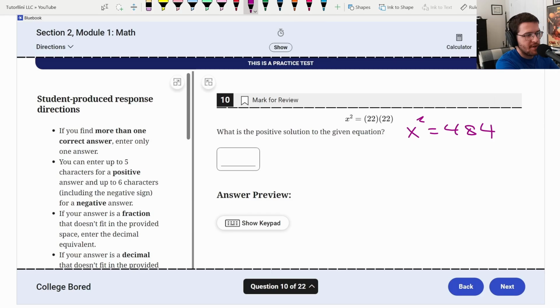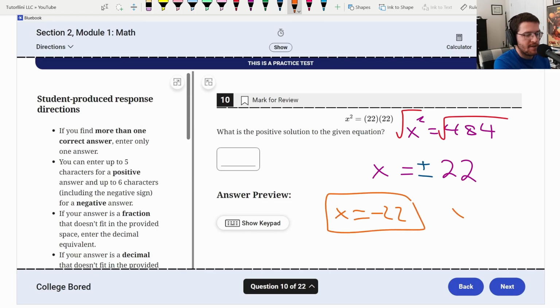Now to solve this equation, to get rid of the square, I'm going to take the square root of both sides. And I get x is equal to the square root of 484, which is 22. However, we have to put a plus or minus sign when we take the square root of a square in an equation. So it's really x equals negative 22 and x equals positive 22. But we're just going to go with x equals 22 because the question is asking about the positive solution.